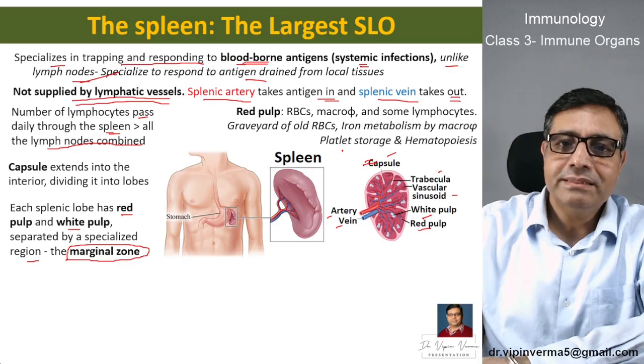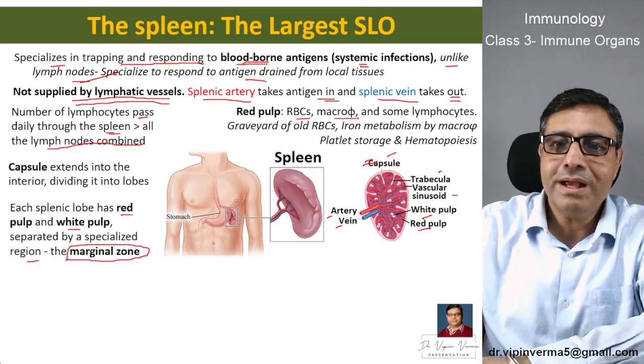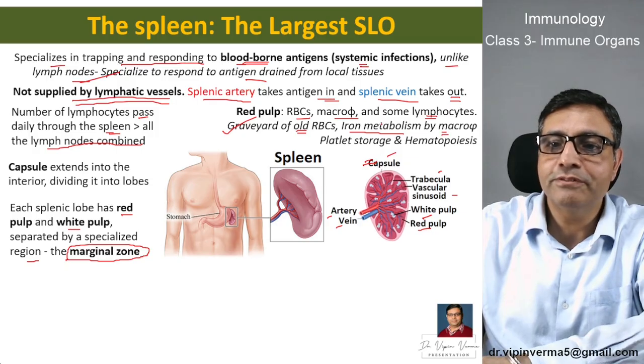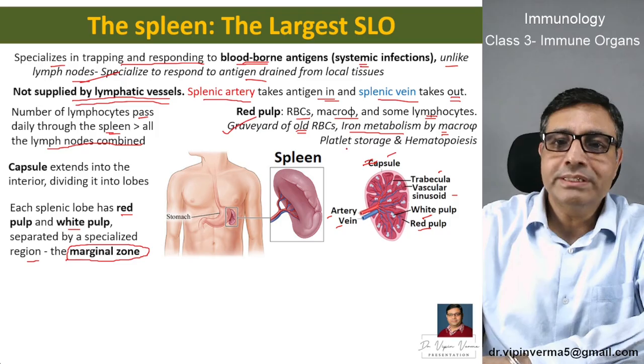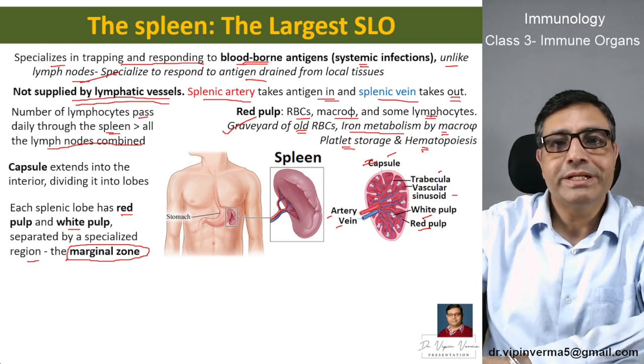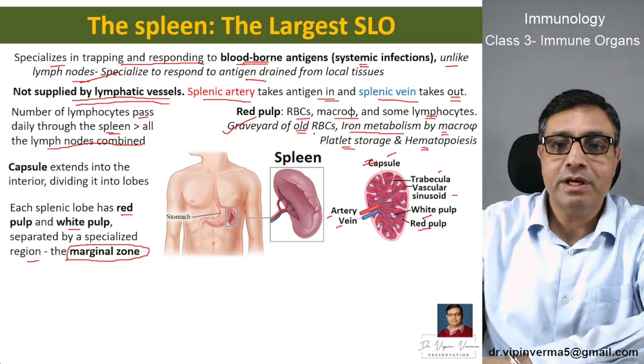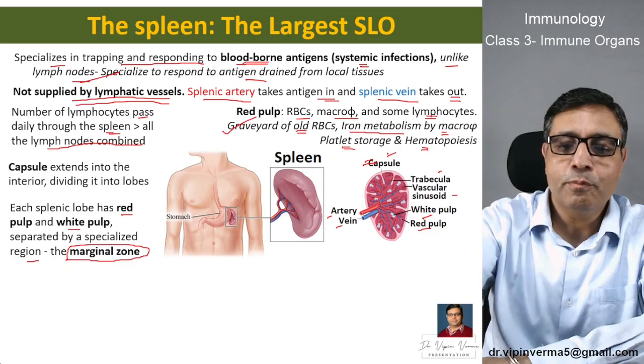Red pulp has RBCs, macrophages, and some lymphocytes. This red pulp is the graveyard of old RBCs. It is important for iron metabolism by macrophages; we have special macrophages for iron metabolism. It is also the site for platelet storage and also the site of hematopoiesis. So red pulp is very important: it is the graveyard of old RBCs, the site of iron metabolism, the site of platelet storage, and also the site of hematopoiesis.